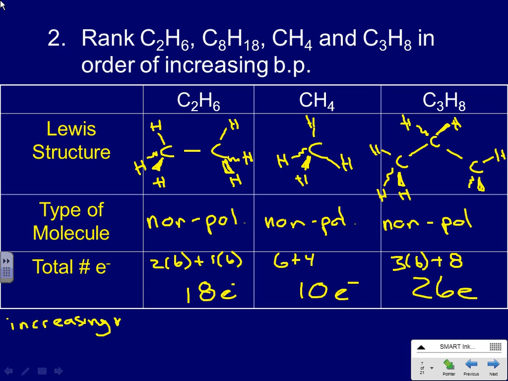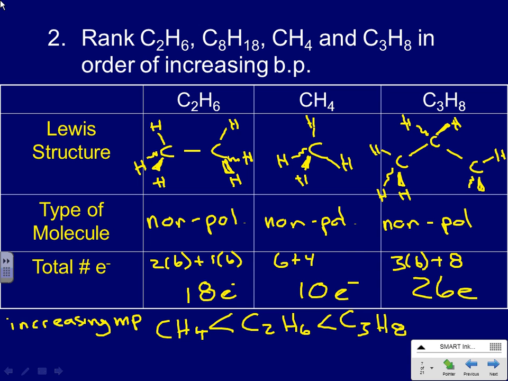And therefore, if we want to go in terms of increasing melting point, or boiling point, it doesn't matter, which is going to have the lowest melting point or boiling point of these? What's it going to be? Yes. CH4 has got the lowest number of electrons. The London forces are going to be the weakest. And so CH4 is less than, what's going to be next? C2H6 less than C3H8. All right?